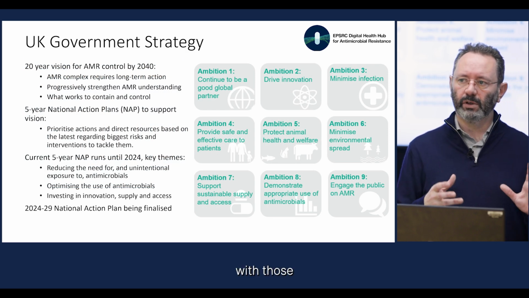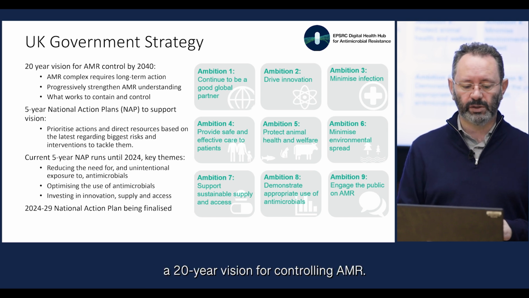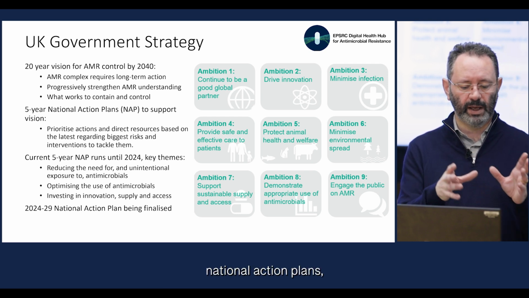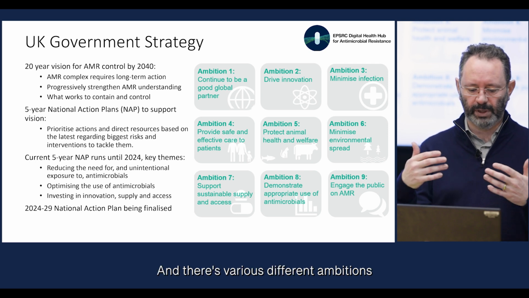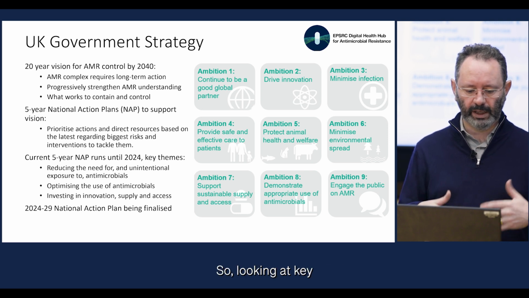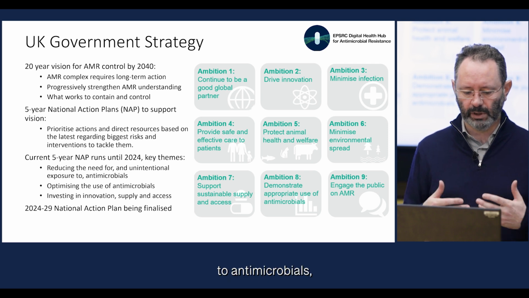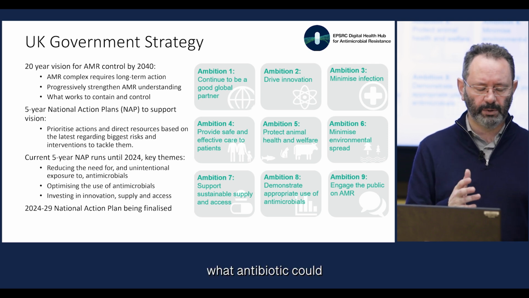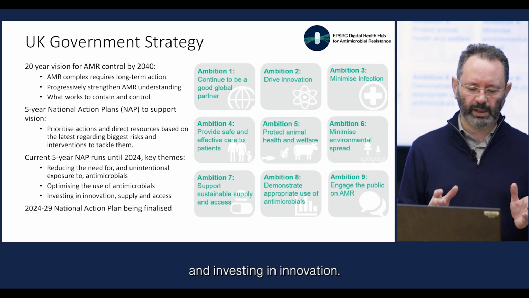So along with those national action plans, the UK government also released a 20-year vision for controlling AMR. Those 5-year national action plans fit within that 20-year vision, and there are various different ambitions within that. The key themes are to reduce the need and unintentional exposure to antimicrobials, and to optimize the use of antimicrobials, because it's not just about what antimicrobial you use and when you use it, but how long you use it for, for example, and investing in innovation.